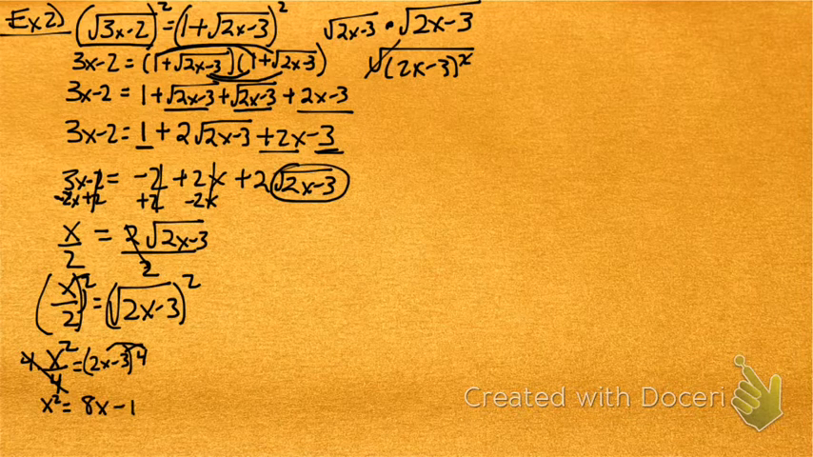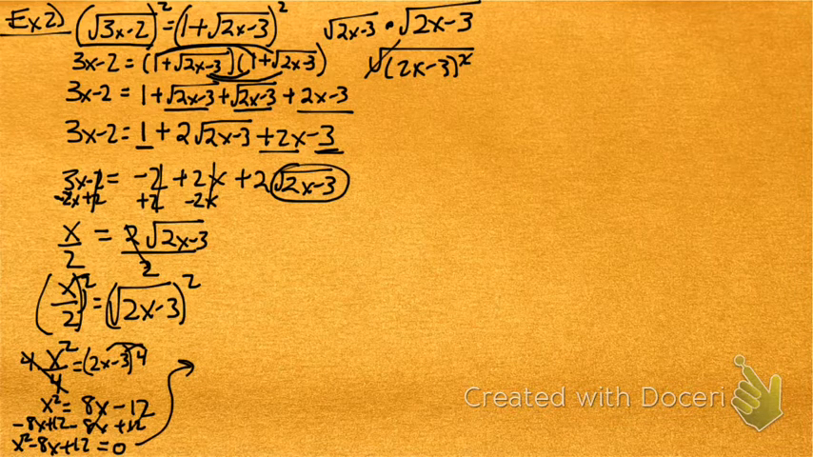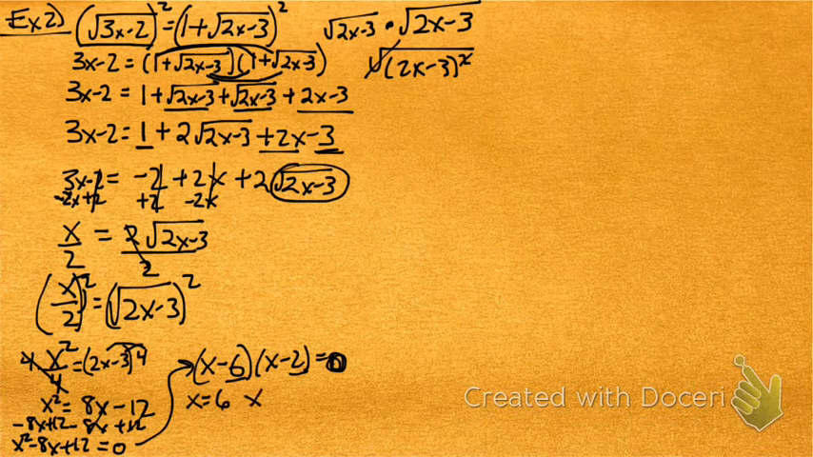8x minus 12. I have a quadratic equation now that I can solve if I just subtract 8x and add 12 to both sides, giving me x squared minus 8x plus 12 equal to 0. These all cancel. I hope we can factor this, otherwise this is a really tough problem, and I think we can. I think that factors into x minus 6 and x minus 2, because these multiply to make 12, and they add to make negative 8. So I have two solutions apparently. x is 6 and x is 2.